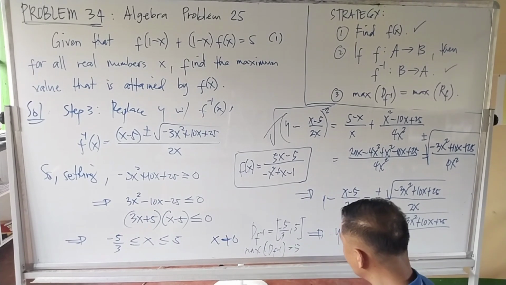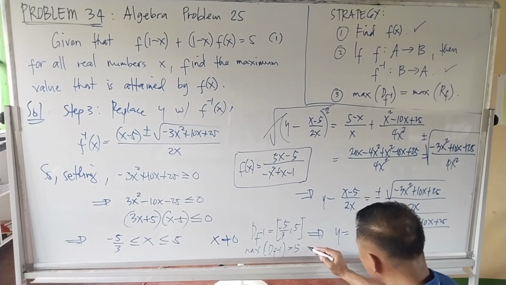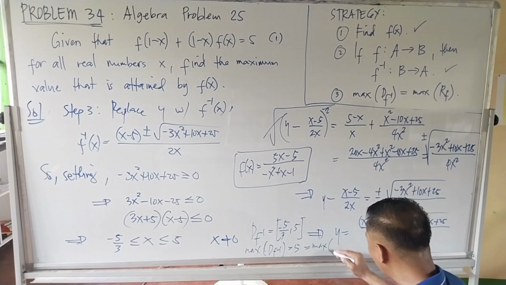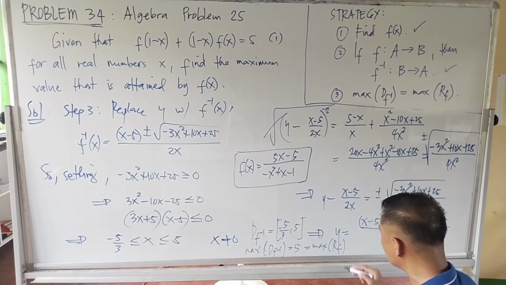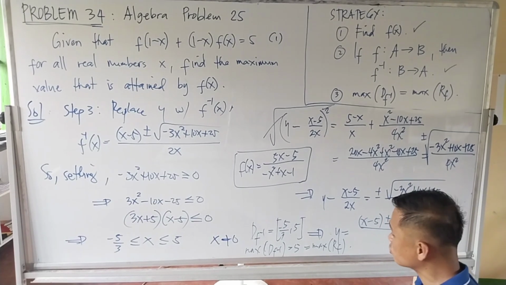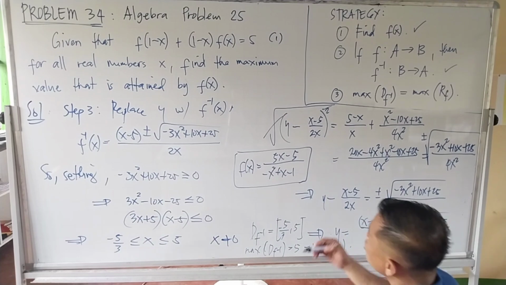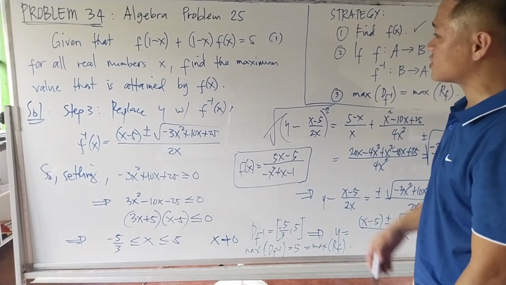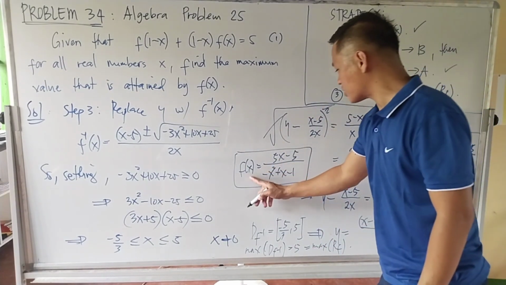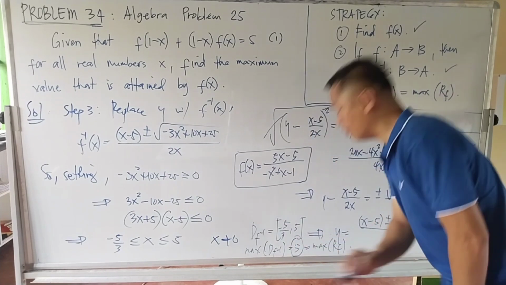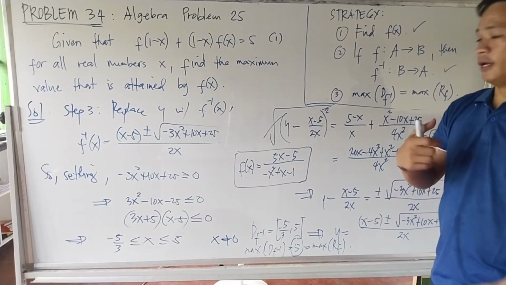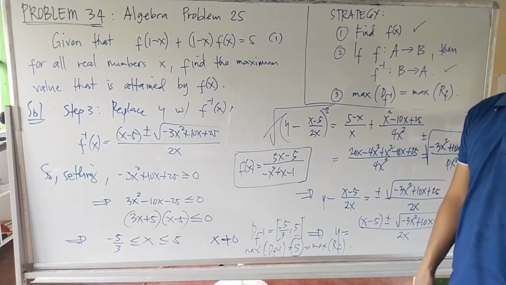And this value 5 is equal to the maximum value of the range of the original function. So we can say from here that the highest or maximum value attained by f of x is just equal to 5. And I think this is a good place to stop.